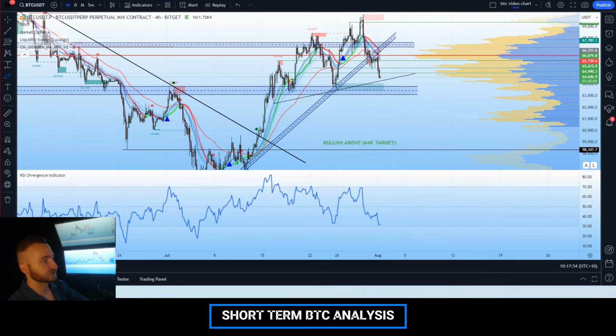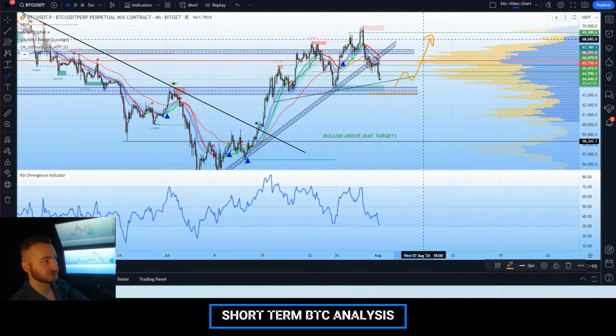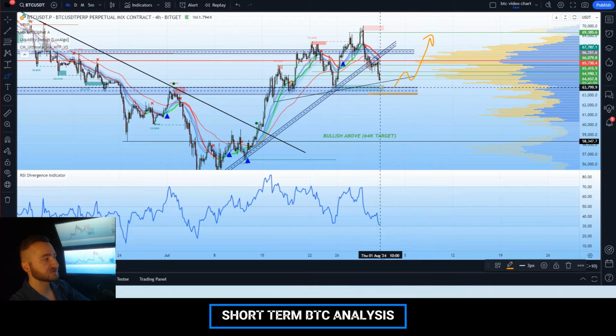So from a structural perspective, provided we are able to sustain above 63,000, we shouldn't expect it to be lost, and therefore we should expect reversals to develop. If we lose 63,000, we are in a lot of trouble. Bitcoin could move towards that $60,000 area of support.